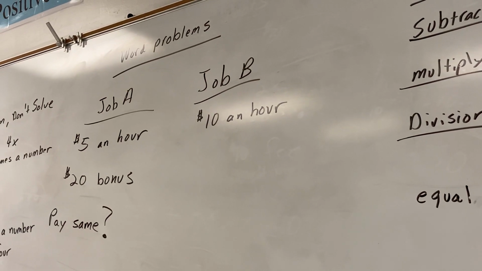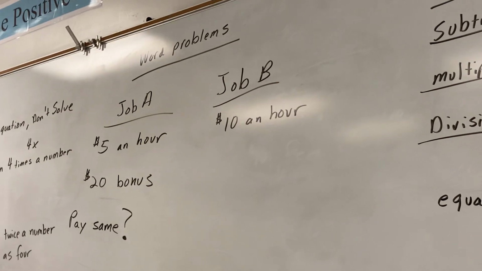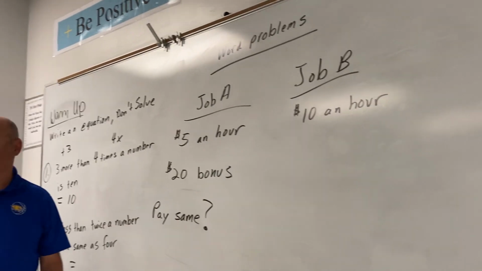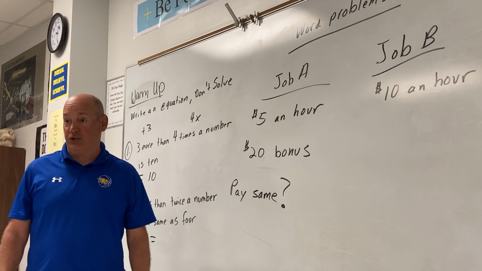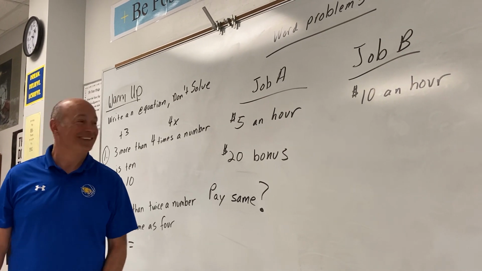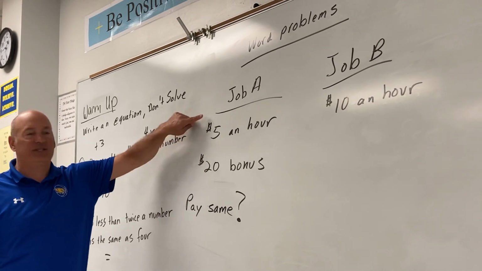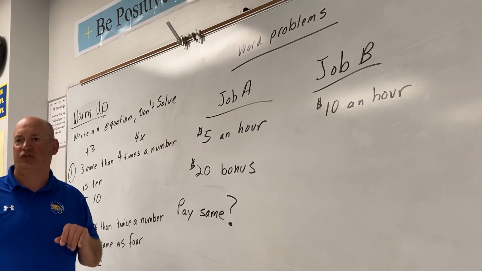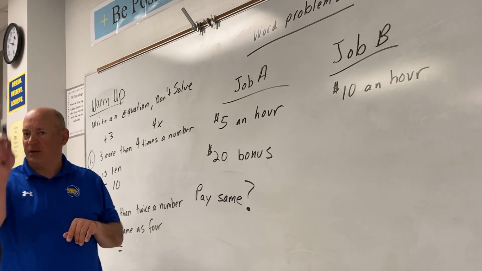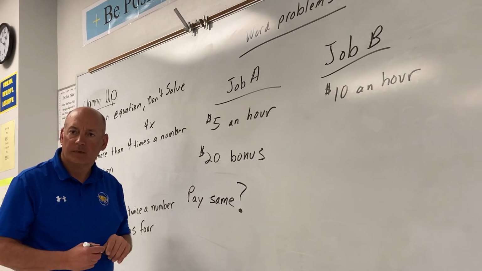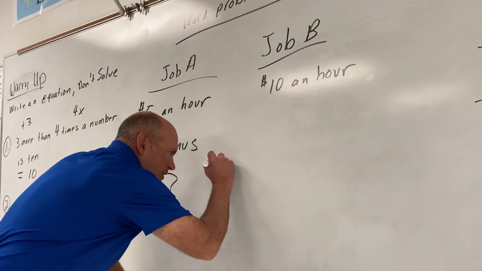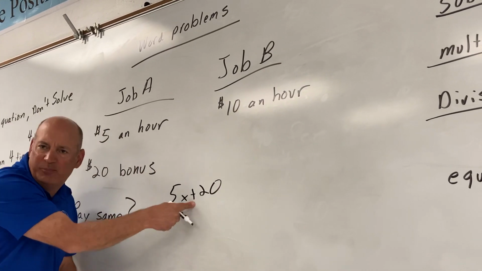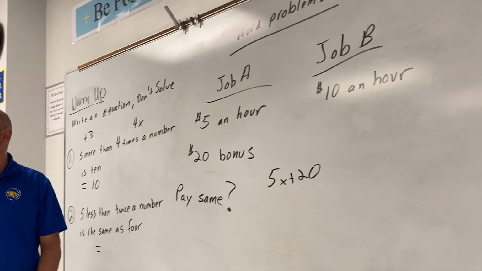All right. We need to do what first? Make an equation. Good answer. All right, who can write me an equation for job A? We get $5 an hour and a $20 bonus. Let's go with Briley. 5x plus 20. Could that be $5 an hour plus the $20 bonus? Do y'all like Riley's equation?